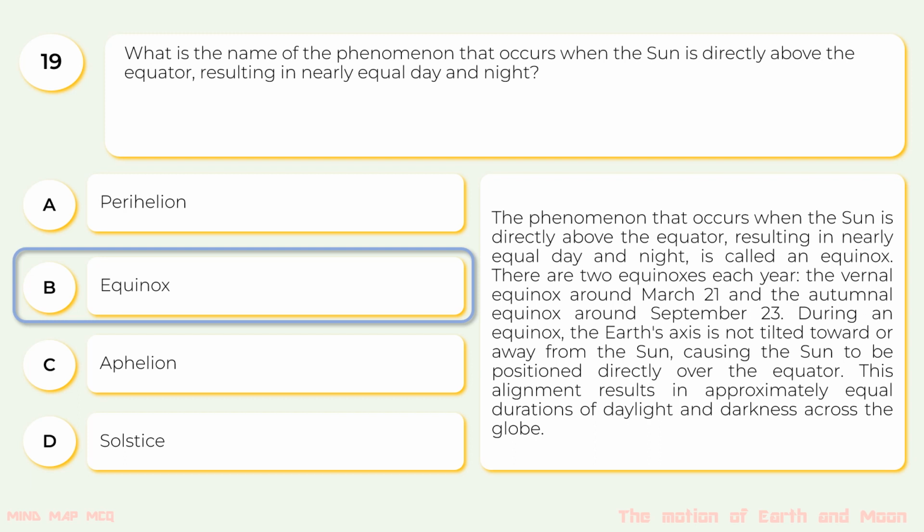is called an equinox. There are two equinoxes each year, the vernal equinox around March 21st and the autumnal equinox around September 23rd. During an equinox, the Earth's axis is not tilted towards or away from the Sun, causing the Sun to be positioned directly over the equator. This alignment results in approximately equal durations of daylight and darkness across the globe.